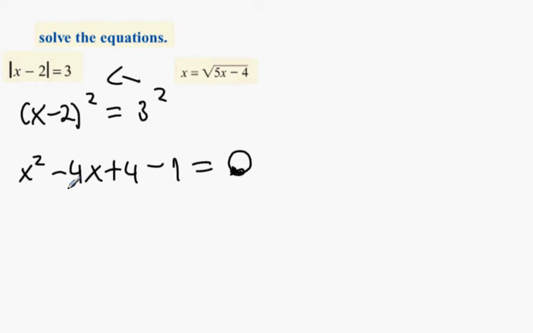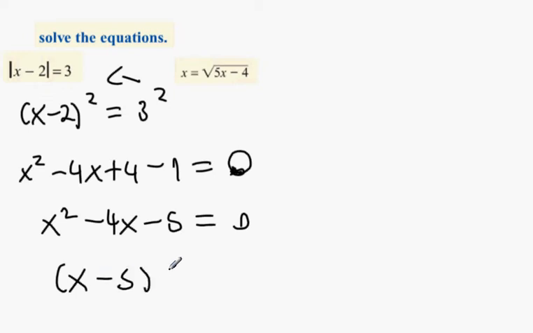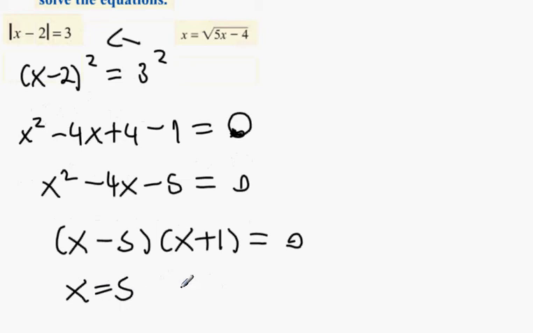Okay. Then you get x squared minus 4x minus 5 equals 0. You're going to factorize that. And when you factorize that, what you should get is (x minus 5)(x plus 1) equals 0. Finally, you solve that, you get x equals 5, x equals minus 1. Many people got that? Okay, the majority.